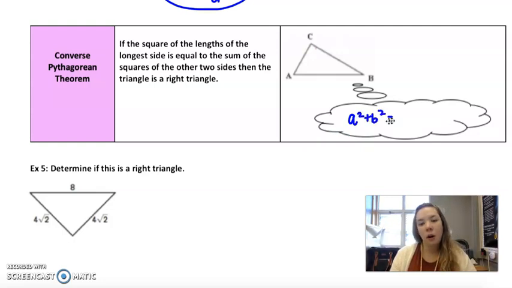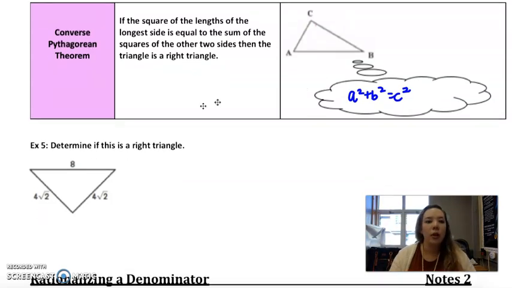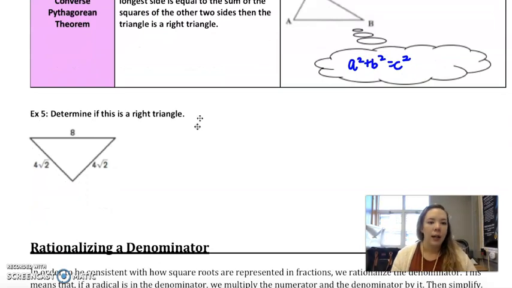Converse of the Pythagorean theorem is when it gives you all 3 side lengths, you can plug it into our Pythagorean theorem. If it's true, it's a right triangle. If it's not true, then it's not a right triangle. So determine if this is a right triangle. I believe our hypotenuse is our longest side. So 8 would be our hypotenuse.